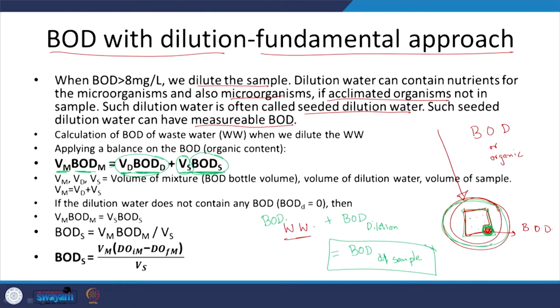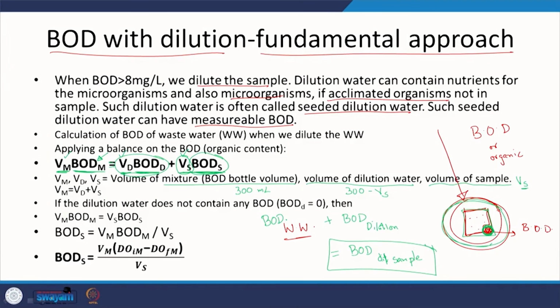But what is this going to be equal to? This is going to be equal to volume of the mixture into BOD of the mixture, which is what I am typically measuring. So, what do we have? Vm is the volume of the mixture, the BOD bottle volume, which is 300 ml typically, Vd is the volume of dilution water and Vs is the volume of the sample. Vs is what I know when I am conducting the test, and volume of the dilution water is obviously going to be equal to 300 minus Vs. So, I already know Vm, Vd, and Vs; that is what I am going to start with.